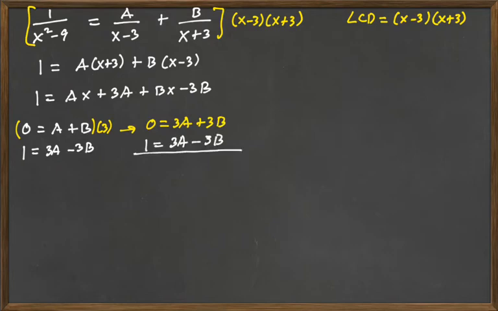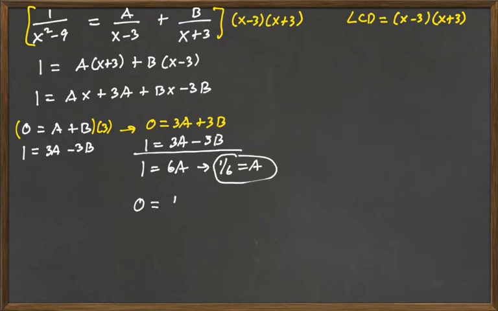And then what happens when I add those, 0 plus 1 is 1, 3a plus 3a is 6a, and then the 3b minus 3b, those cancel out. And so this gives me 1 is equal to 6a. Divide both sides by 6. And so we have 1/6 is equal to a.